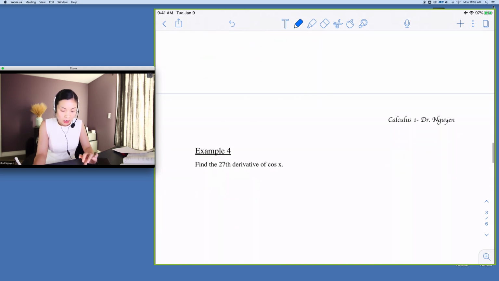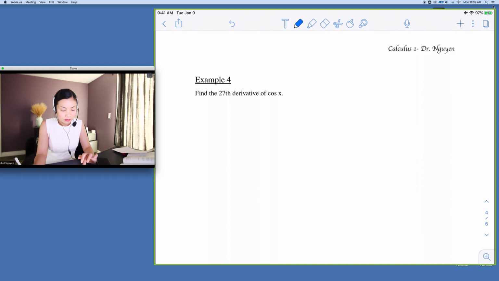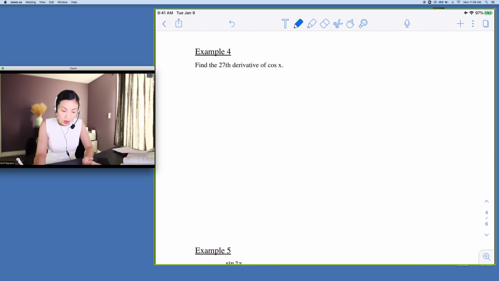All right, let's take a look at example 4. Okay, so we have to find the 27th derivative of cosine. So let's just do it one by one and see the pattern. So f prime is negative sine of x.